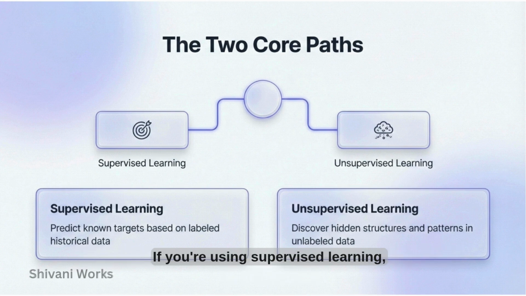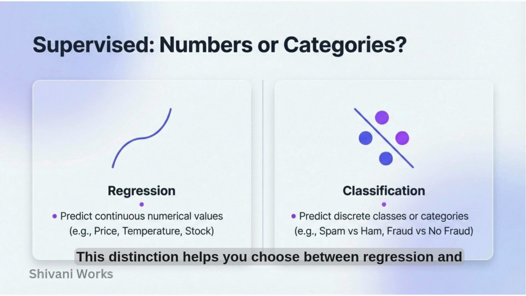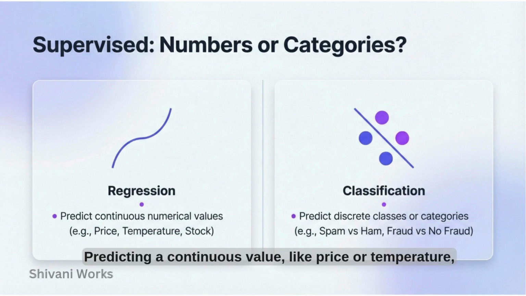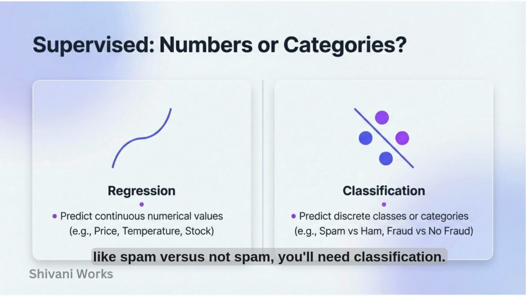If you're using supervised learning, the next question is, are you predicting numbers or categories? This distinction helps you choose between regression and classification algorithms. Predicting a continuous value, like price or temperature, calls for regression. If you're sorting data into categories, like spam versus not spam, you'll need classification.